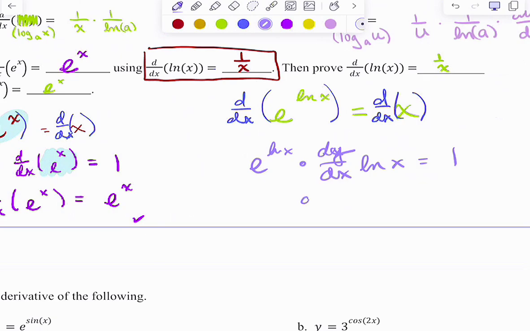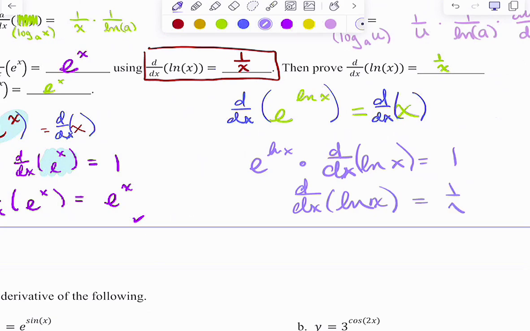Divide both sides. So dy. Oh, I'm sorry, not dy. This is why I'm going crazy. This is the operation, not dy. The derivative of natural log. Sorry, guys. I'm feeling quite discombobulated today. So the derivative of the natural log of x equals 1 over x.